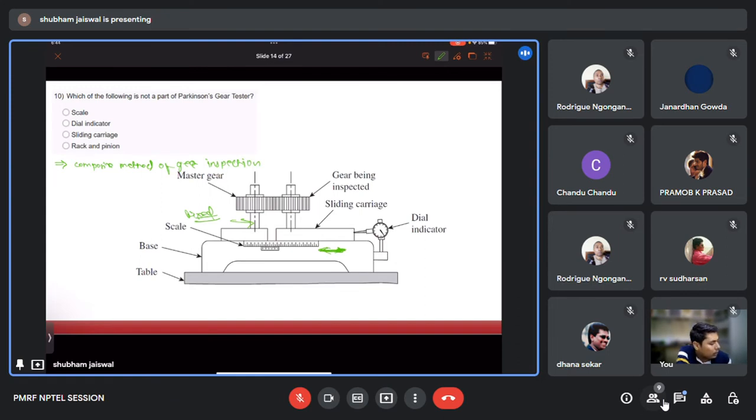So for this Parkinson gear tester, we must need the dial indicator. Similarly, we also need the sliding carriage, and also we need a scale to align or set the gear properly. So the only thing that is not needed in this Parkinson gear tester is the rack and pinion. So the correct answer will be the rack and pinion. If you have any doubt in this one, you can ask.